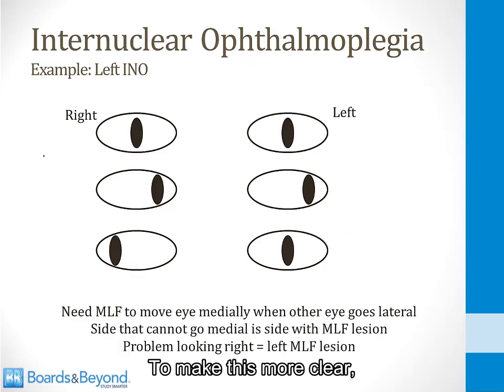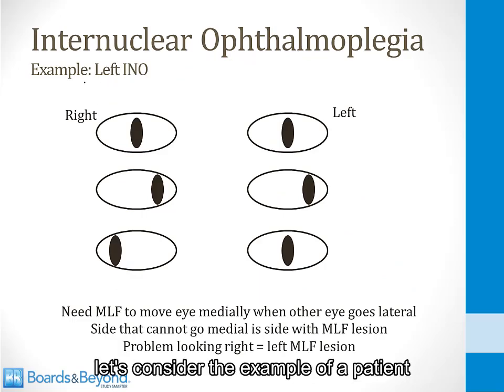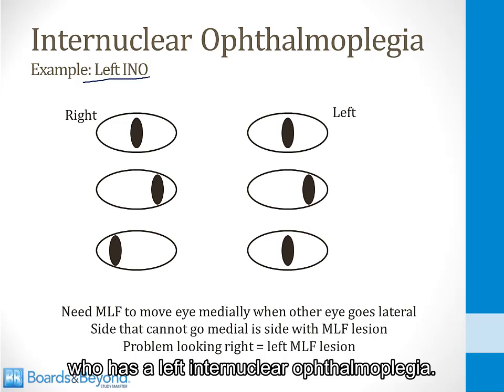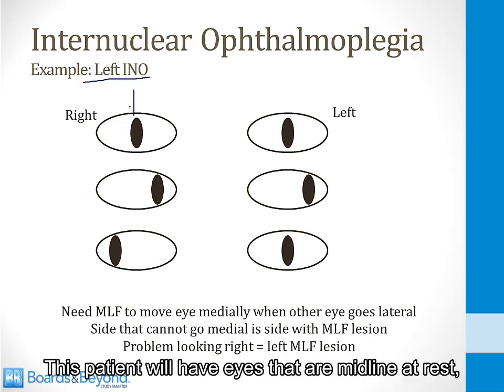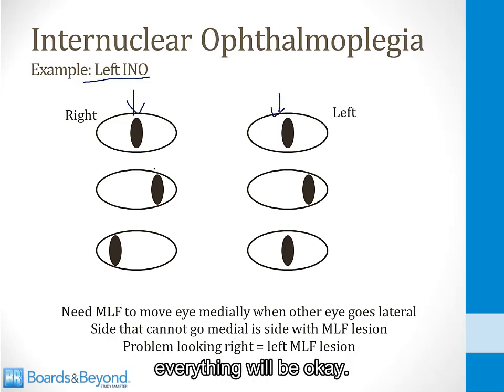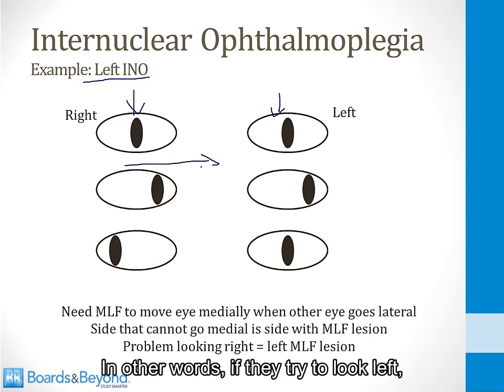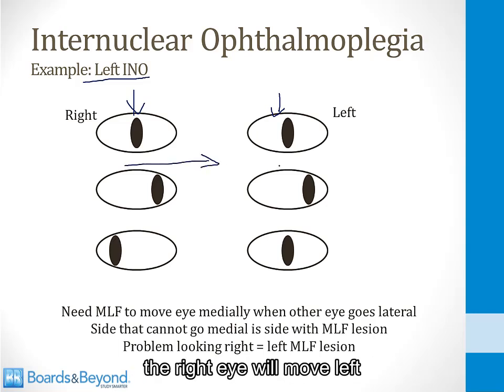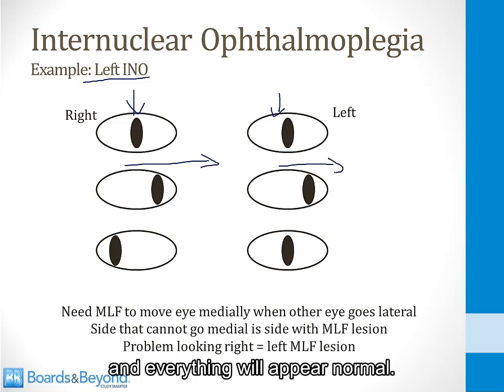To make this more clear, let's consider the example of a patient who has a left internuclear ophthalmoplegia. This patient will have eyes that are midline at rest, and when the patient tries to gaze to the left, everything will be okay. In other words, if they try to look left, the right eye will move left and the left eye will move left, and everything will appear normal.